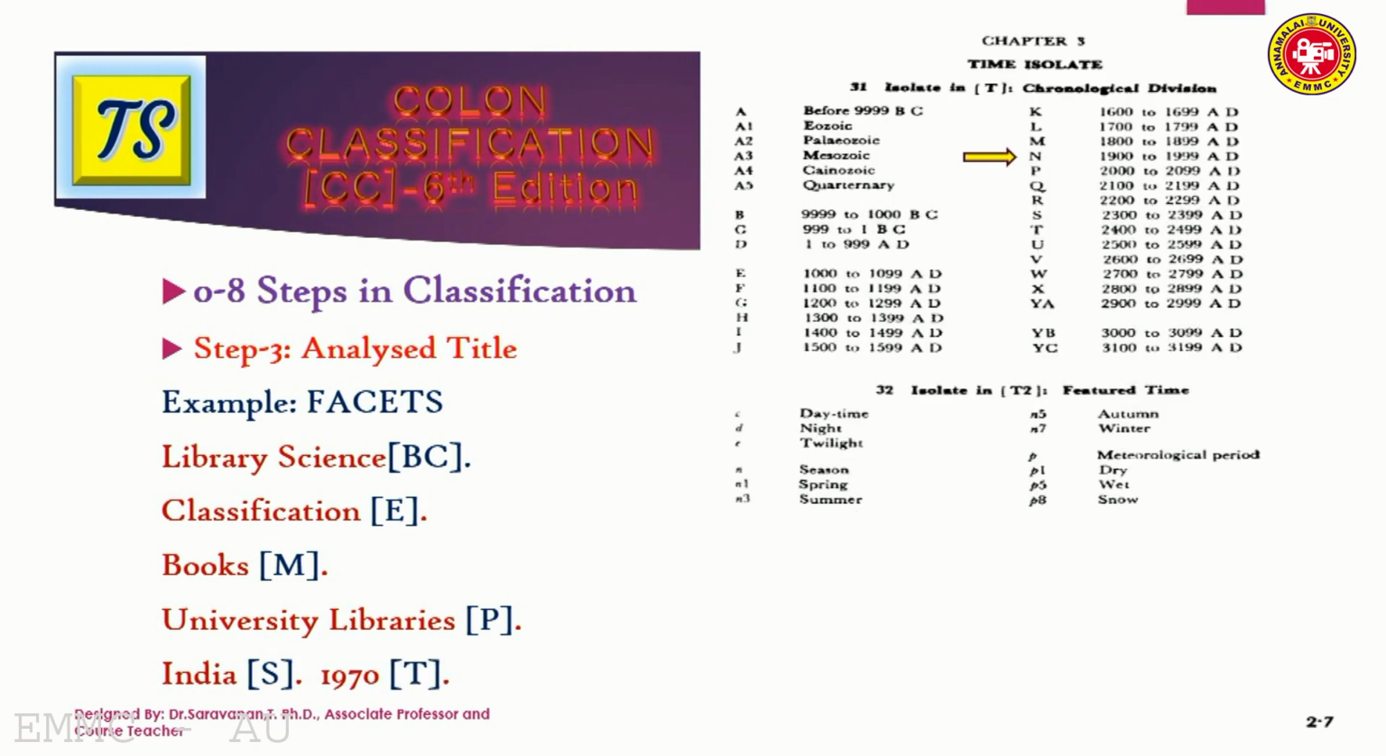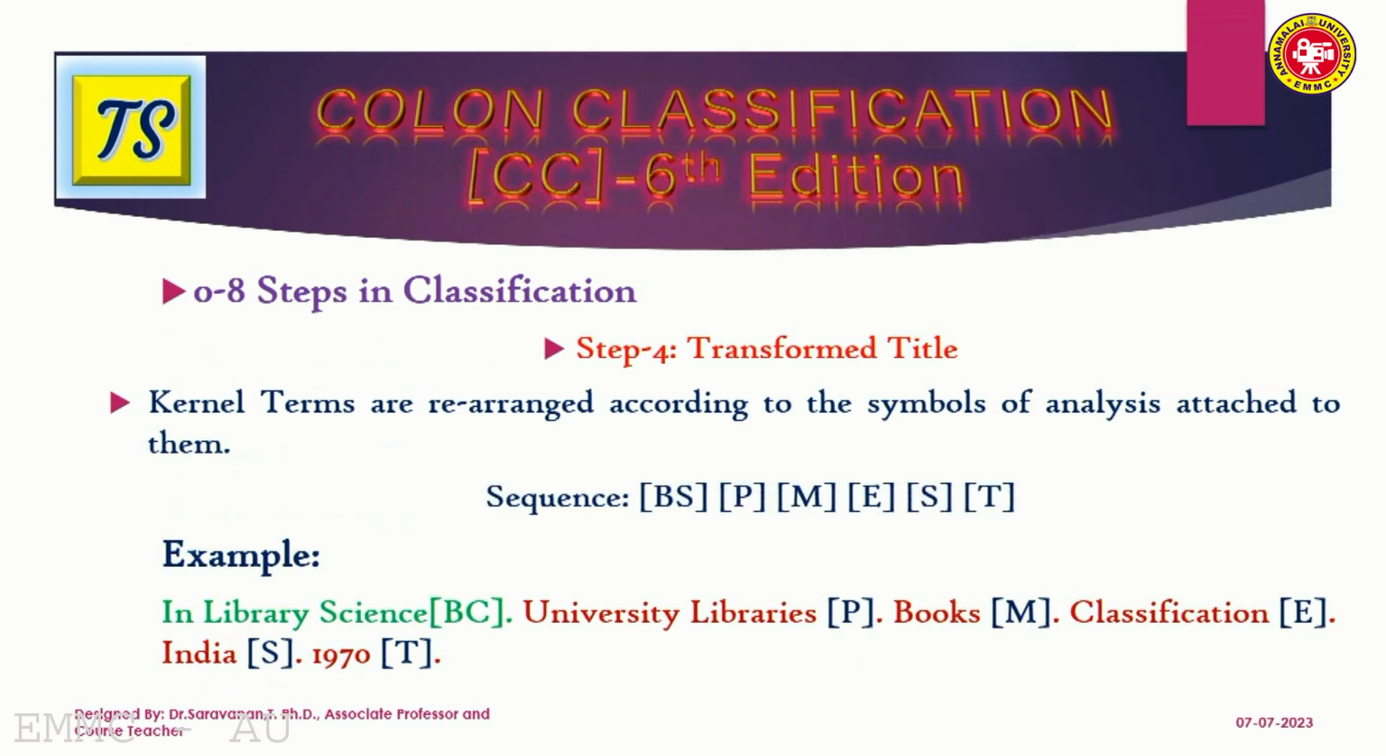And the time isolate, already you have observed this in the previous title. Here this title belongs to 1970, so the N is identified. If you check this coverage of the century, 1970 will fall in between these years. So this way we can collect the numbers from the document.